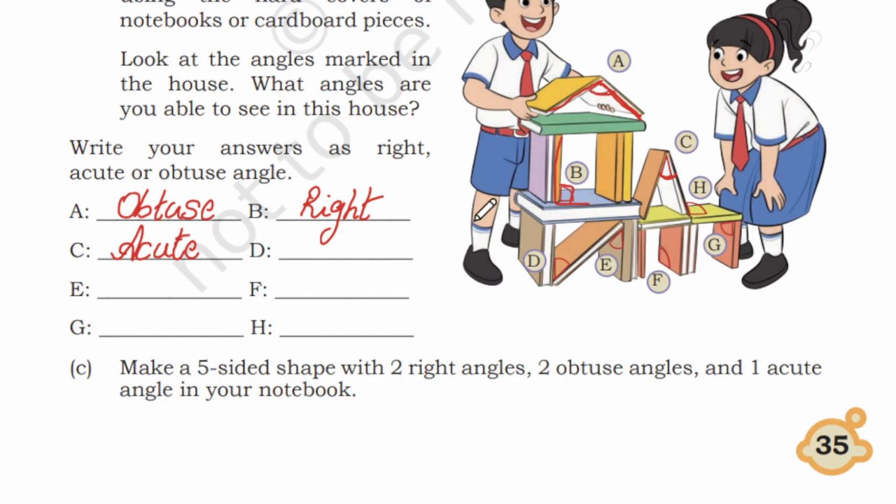Okay, it is an acute angle. D. So again D here. Less than a right angle. Acute angle. Okay, and E. Where is E? So again acute angle.